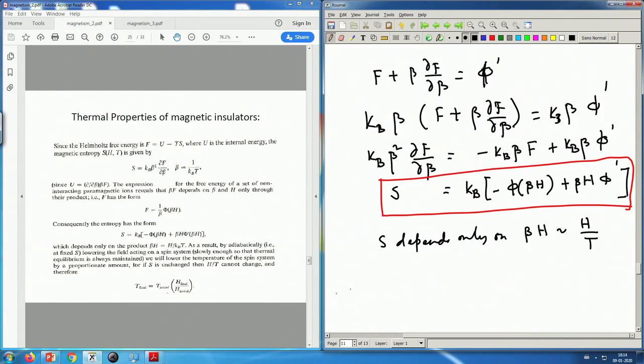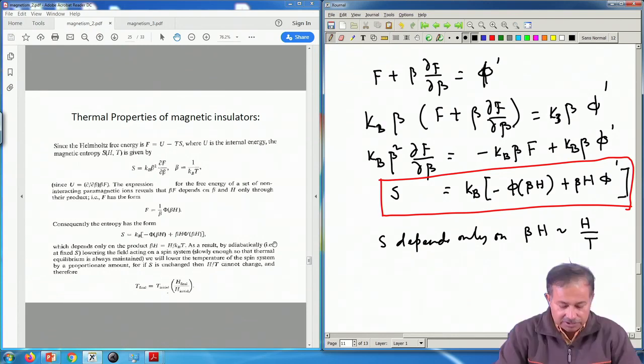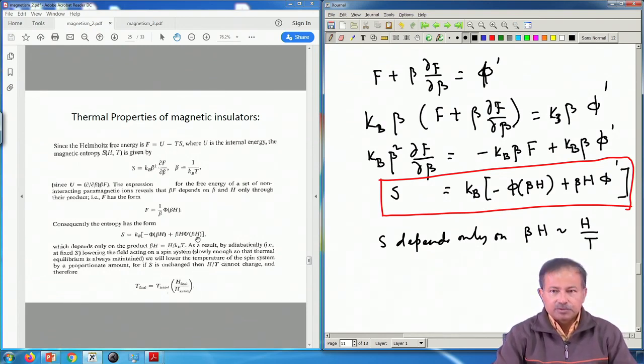As a result, by adiabatically, that is at fixed S, lowering the field acting on a spin system, where adiabatically means slowly enough so that thermal equilibrium is always maintained, one can lower the temperature of a spin system by the proportionate amount. That is exactly what I have been saying.